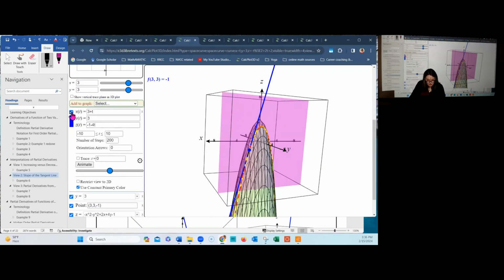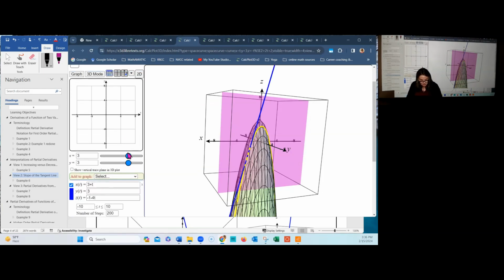Let's see if I can take the blue off for just a moment so you can see. Oh, no, it took everything off. My bad. Okay. So if I move it a little bit, let's see if it shows up a little better. If I move it a little bit, it shows up better. I don't know how that got changed too.